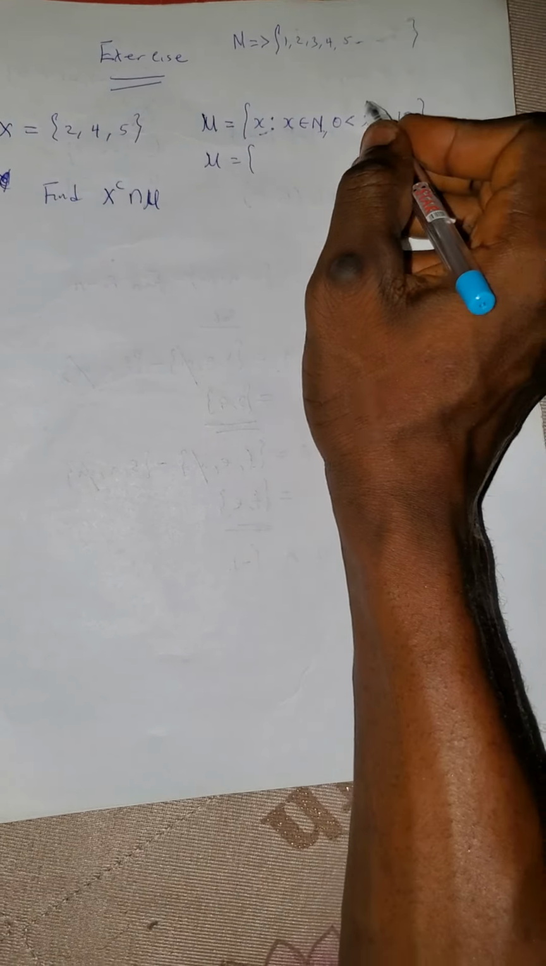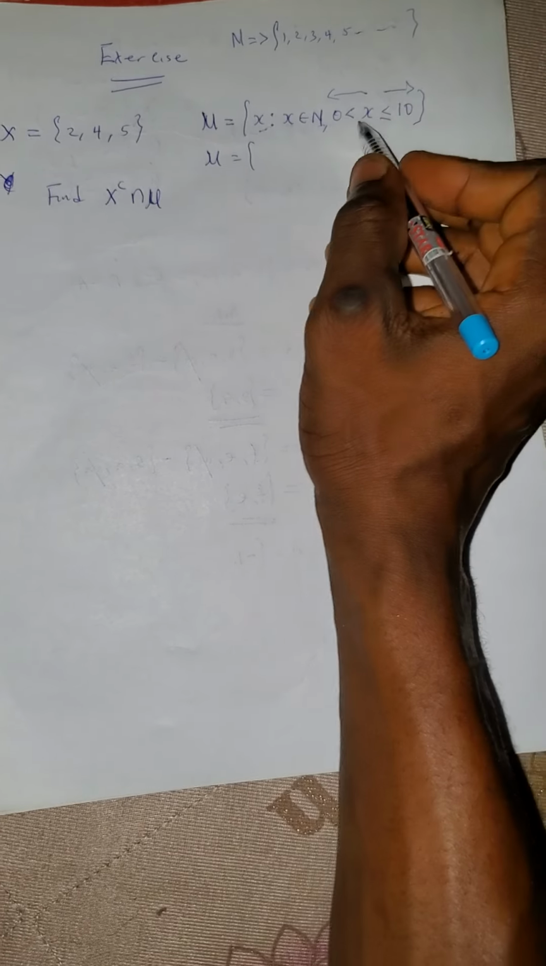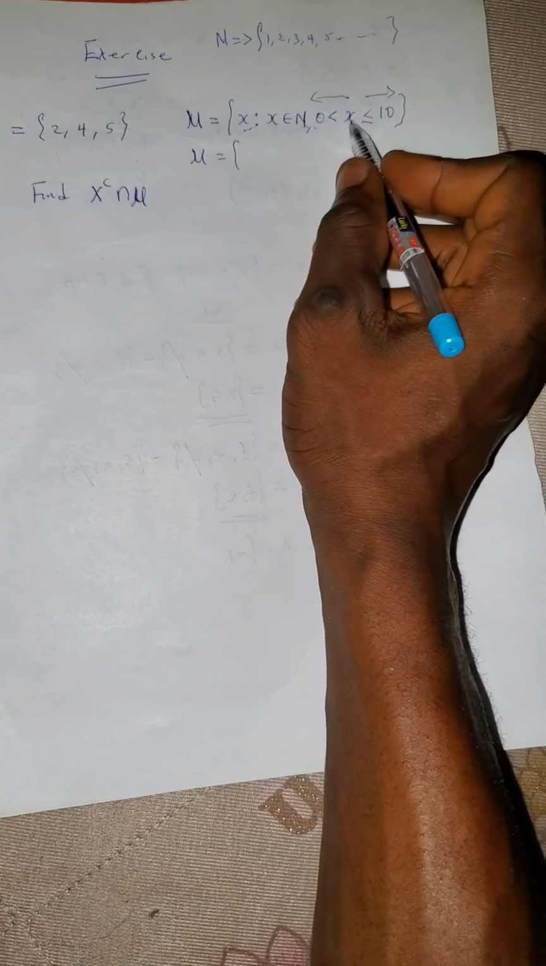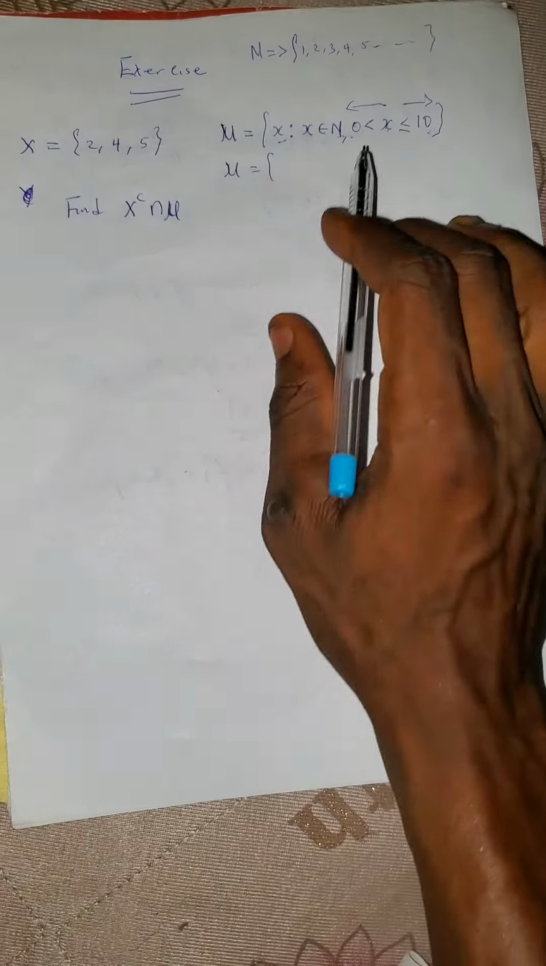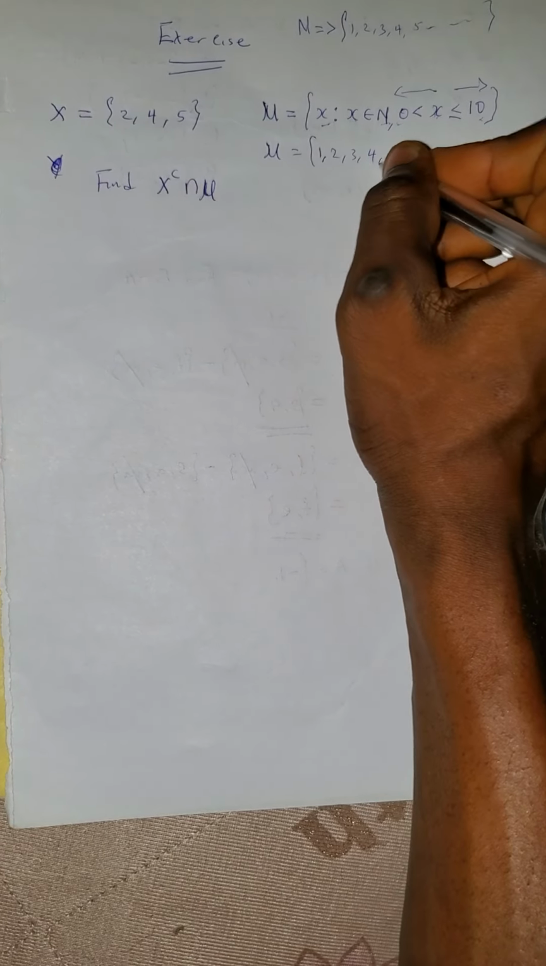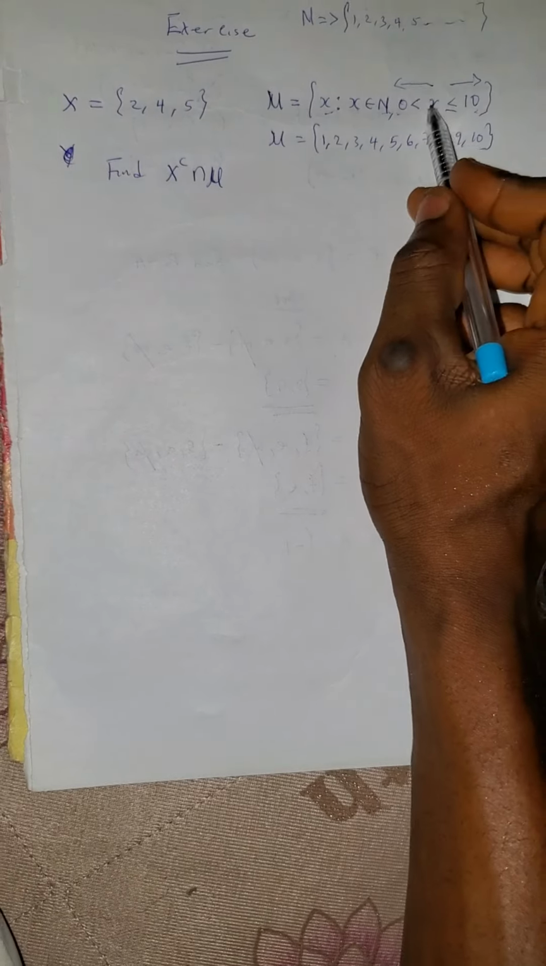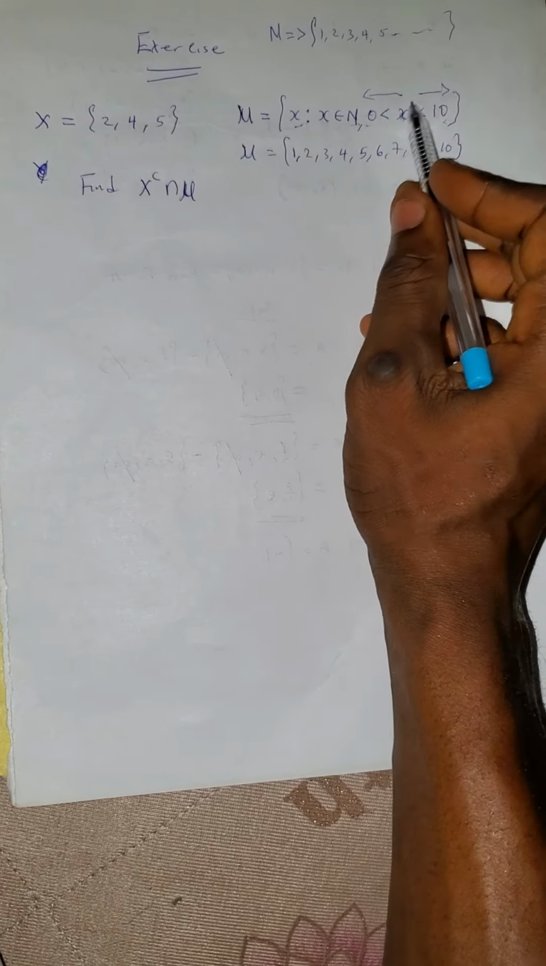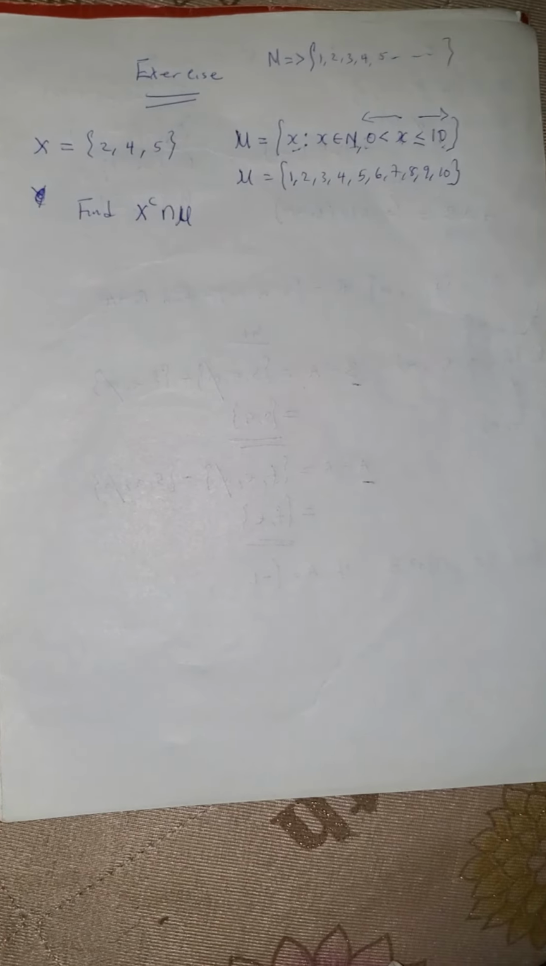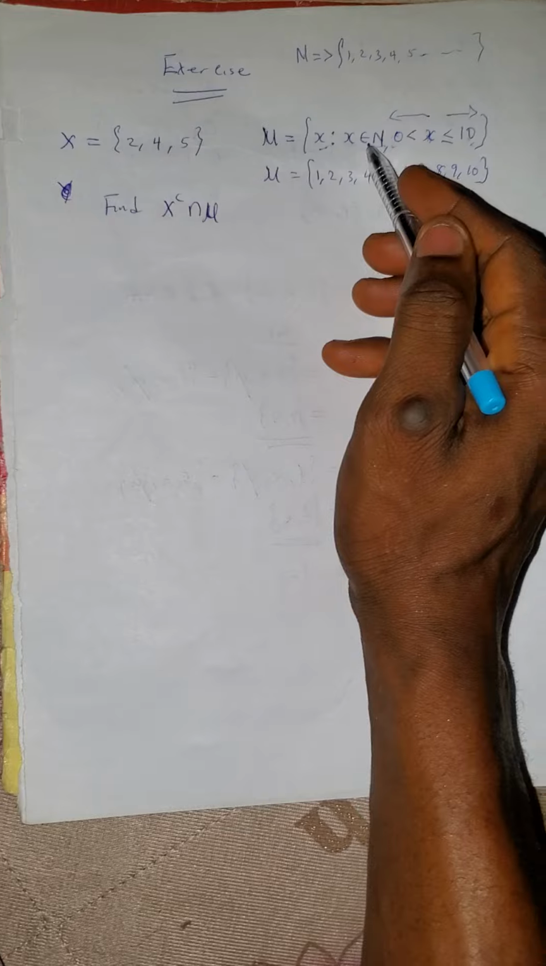Now, if you take the inequality like this, that shows that X is greater than 0 and X is less than or equal to 10. And don't forget that natural numbers, positive whole numbers, are what we are looking for. So that will be 1, 2, 3, 4, 5, 6, 7, 8, 9, and 10. So this is the universal set because X is greater than 0 and X is less than or equal to 10. And your X is an element of natural numbers, which are positive whole numbers.